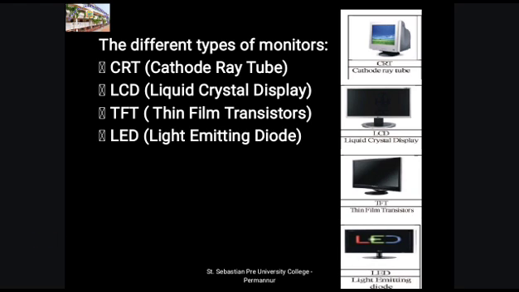LED, light emitting diode. The main difference between LED and LCD monitor is the backlight. LED monitors use light emitting diodes as backlight, while LCD monitors use cold cathode fluorescent lamps. Because of that, LEDs use less power.